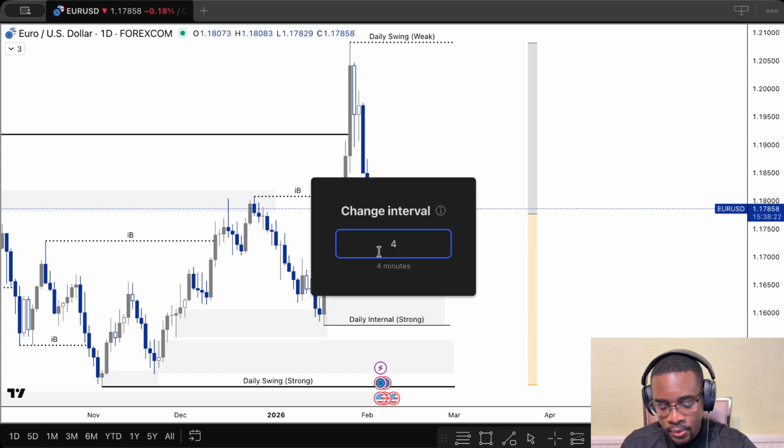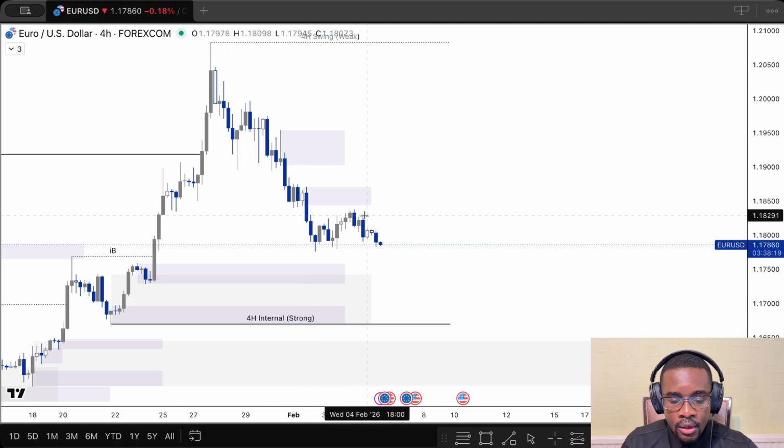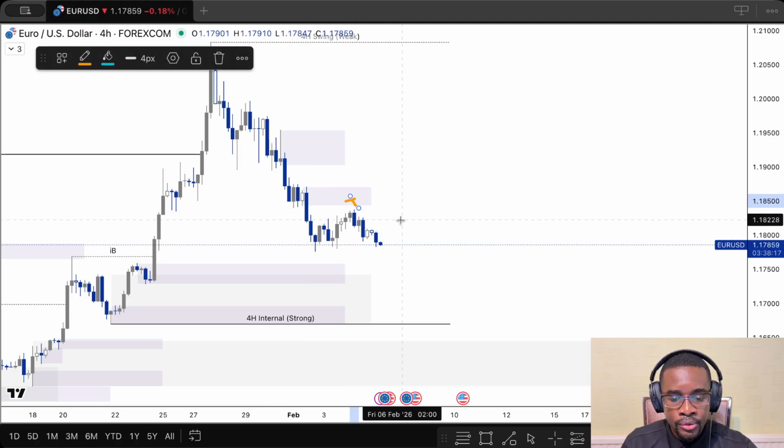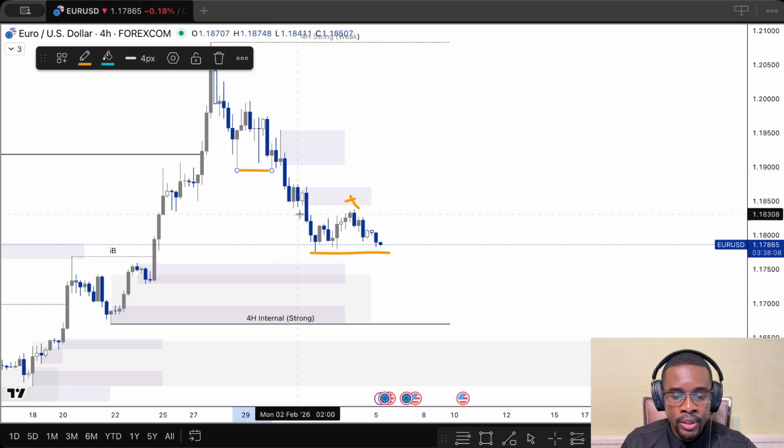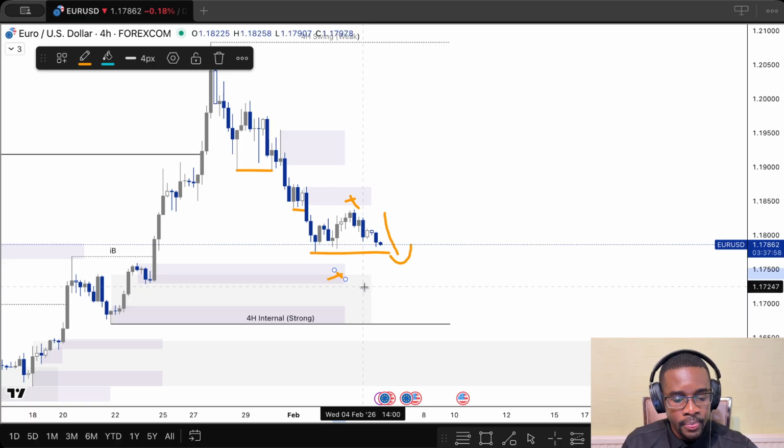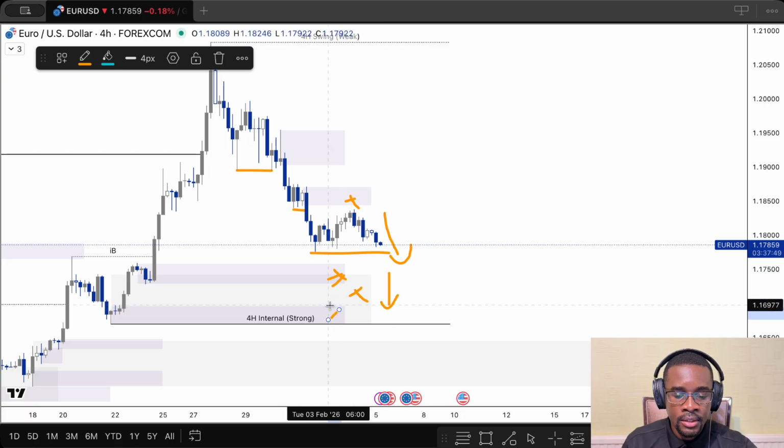And then for the 4 hour, price failed to reach this 4-hour supply on the Euro USD, but however we have been breaking fractal structure to the downside, so the expectation is that we will continue to push down until we mitigate this 4-hour demand at the proximal of the daily, right? Or if this fails, then it will continue until we mitigate this extreme.